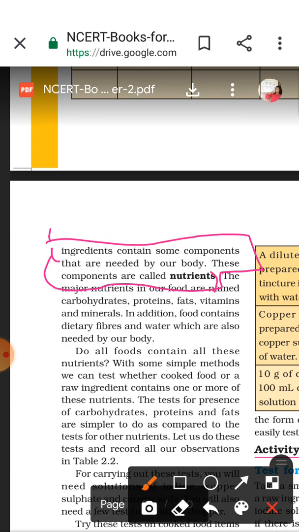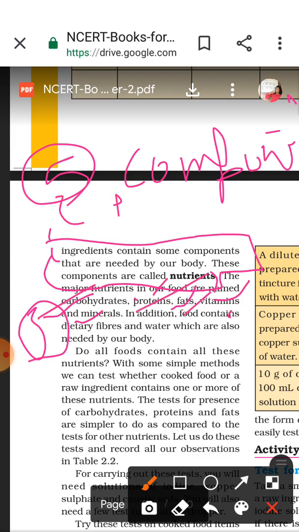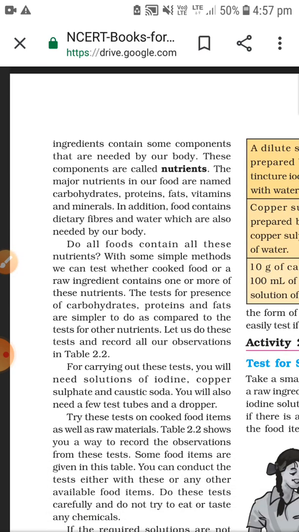The major nutrients in our body are named carbohydrate, protein, fat, vitamin, and mineral. So these are 5 types of components: carbohydrate, protein, fat, vitamin, and minerals. So these are very important. In addition, food contains dietary fiber and water, which are also needed by our body.